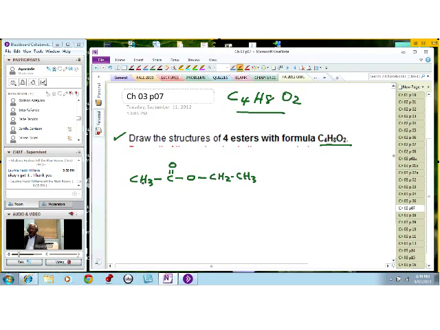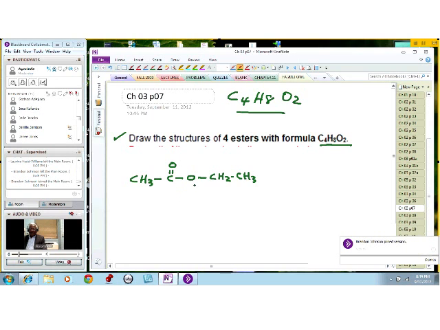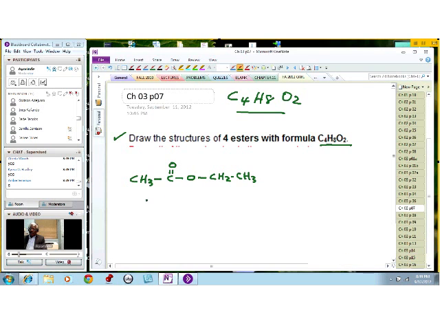So this molecule that I have drawn here, is this an ester or not? Yes, it is an ester, because we have a carbonyl attached to oxygen, and the oxygen is attached to a carbon atom. Now, they also want us to draw 4 of these esters. Let me do another one. Supposing I have this.